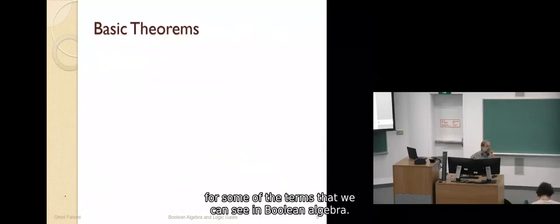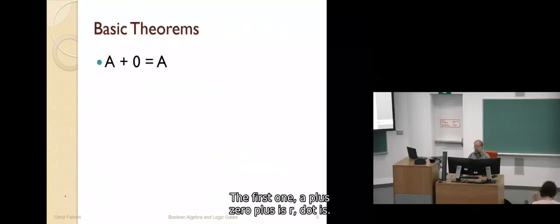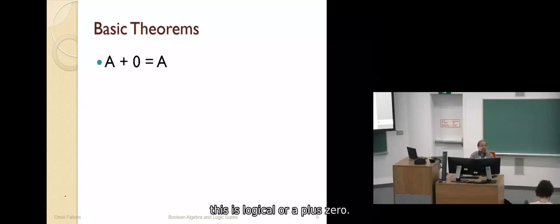Some of the terms that we can see in Boolean algebra. The first one, A plus 0. Plus is OR, dot is AND. Remember, plus is OR, dot means AND. So this plus is the logical OR, not addition. We are not talking about addition. This is logical OR.